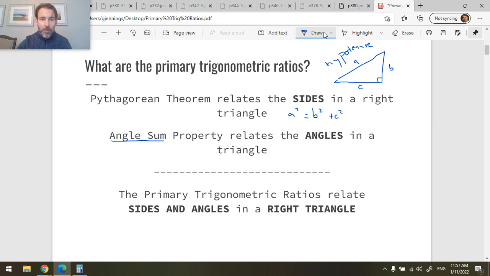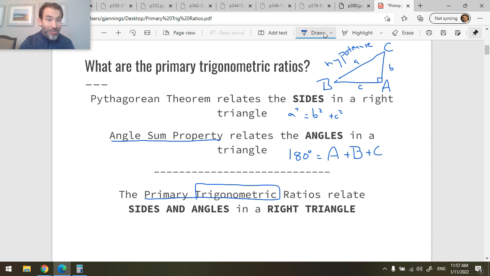The angle sum property, which we reviewed yesterday, is that all of these angles will sum to 180. 180 is going to be equal to angle A plus angle B plus angle C. And we usually name the corners of the triangle opposite their sides, so that would be angle A, angle C, and angle B. These angles all add together to 180. But we can also relate angles and sides together, and that's what the idea of trigonometry is. Trigonometric is just an adjective that means has to do with trigonometry.